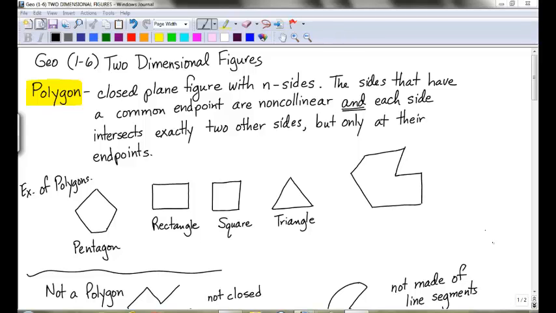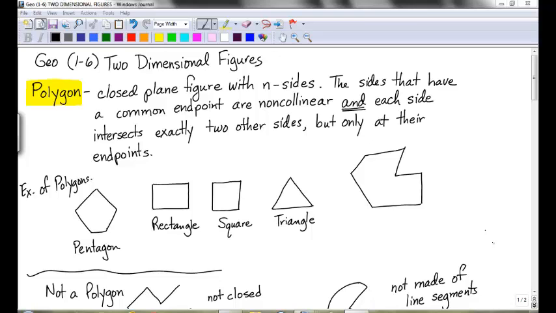Okay, the author goes through two-dimensional figures. First, the author defines a polygon. A polygon is a closed plane figure with sides.